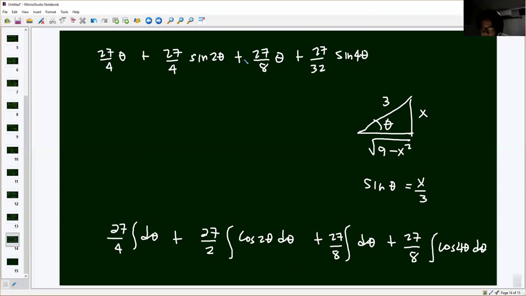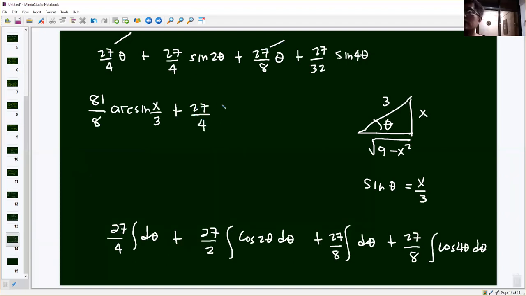54 over 8, 27 over 8, 81 over 8. Right? Theta, which is arc sine x thirds, because sine theta is x thirds. Okay, na to. Dalawa na lang, guys, natitira. 27 over 4 sine 2 theta, the double angle: 2 sine theta, which is x thirds, and then square root of 9 minus x squared over 3. Then last, 27 over 3 halves, over 32, that's sine 4 theta.